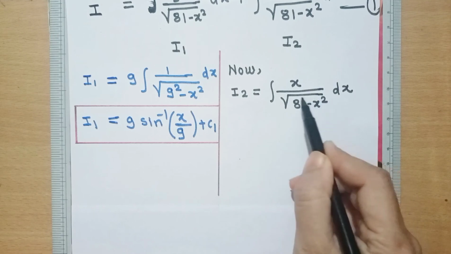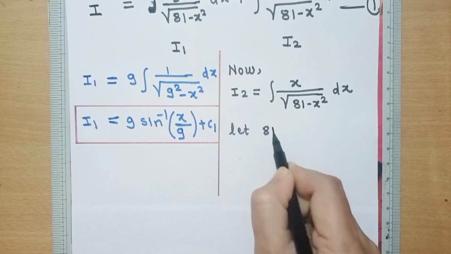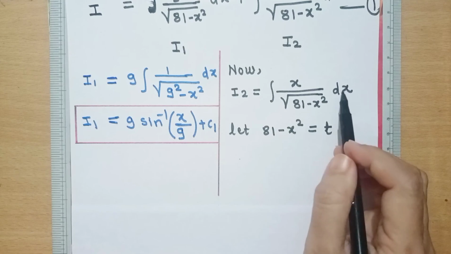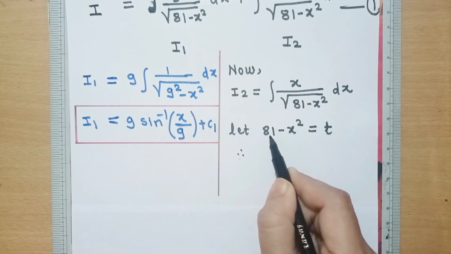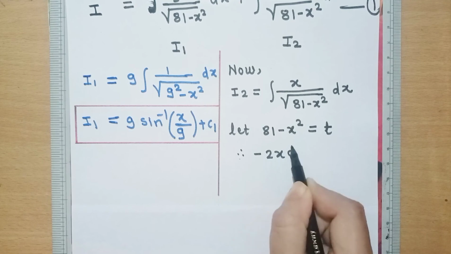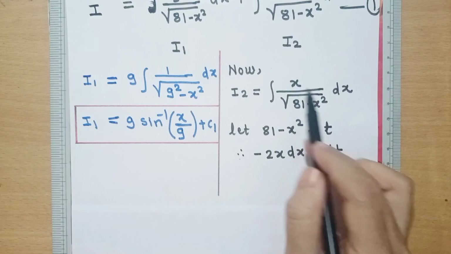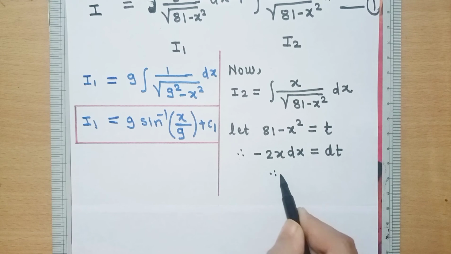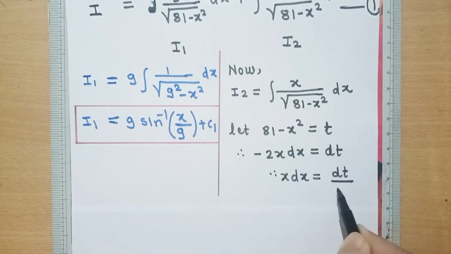Here we will assume this function as t. So let 81 minus x square equal to t. We will convert dx also in terms of dt. So differentiate this. Since 81 is constant, its derivative is 0 and its derivative is minus 2x dx equal to dt. Now check, here only x dx is there. So we will move minus 2 there, and so x dx equal to dt upon minus 2.